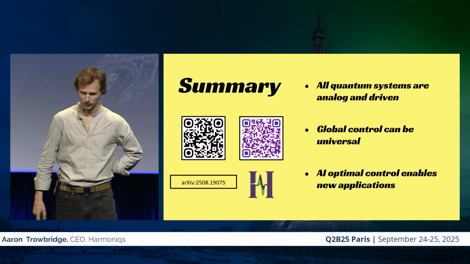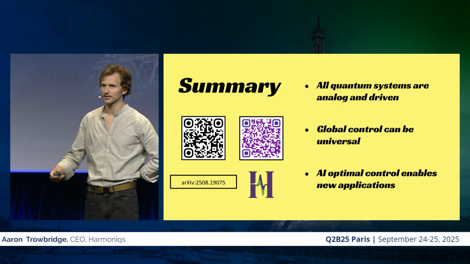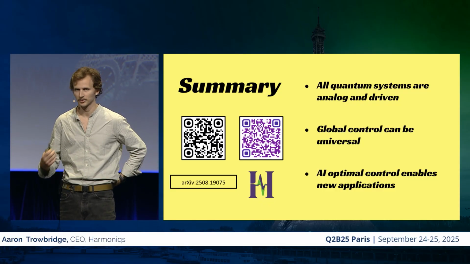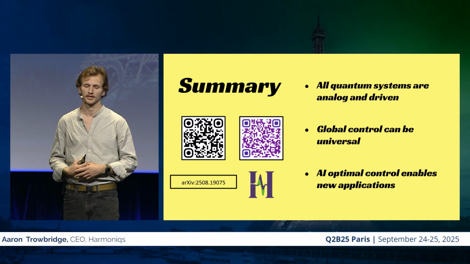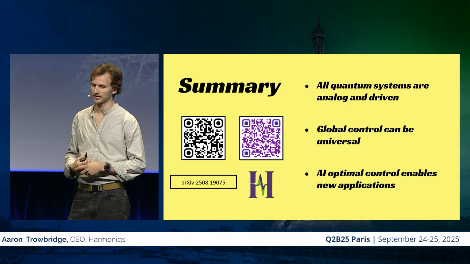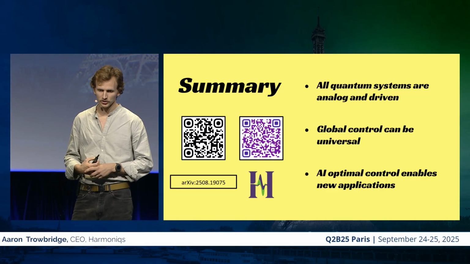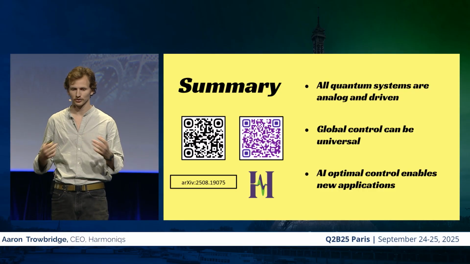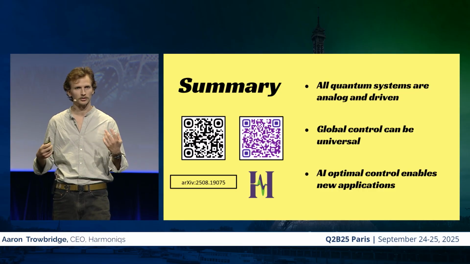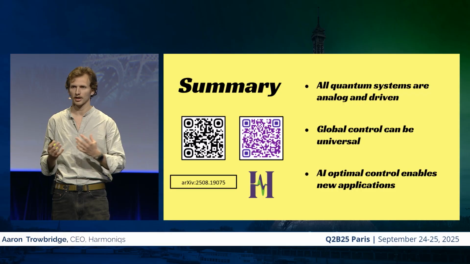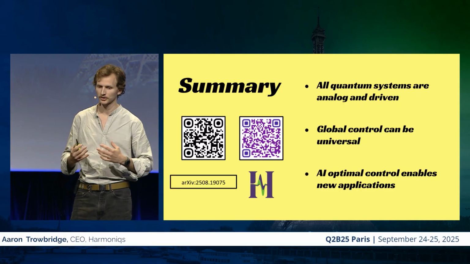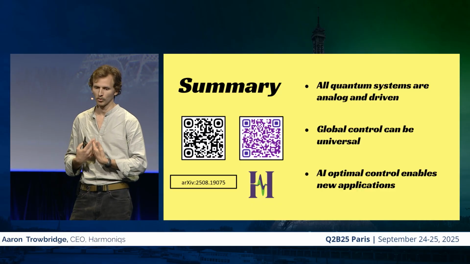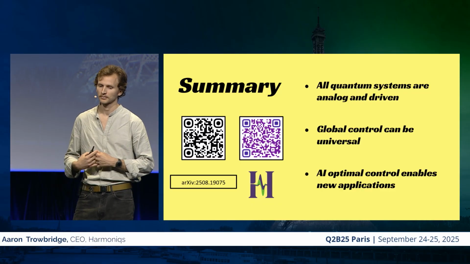In summary, I just want to highlight again, quantum systems are analog devices, and they have to be driven. Even if you abstract this away into gates, still, you're sending continuous pulses under the hood to these things. Interestingly, global control can be universal. So this is an interesting thing, and I think on a smaller level, packaging more computation into basically boxes of optimal control pulses is a potential way to get more out of these systems in the near term.